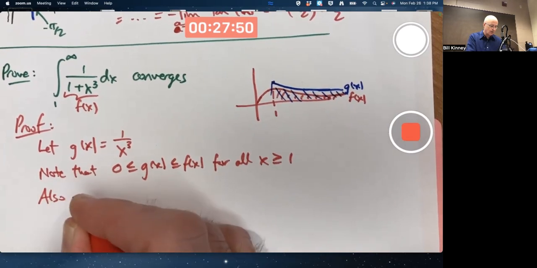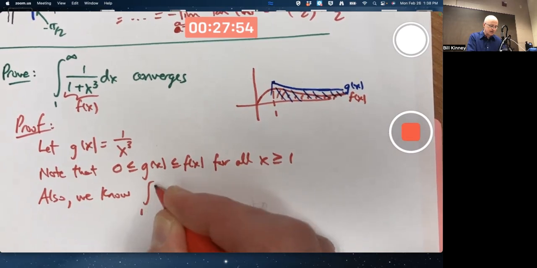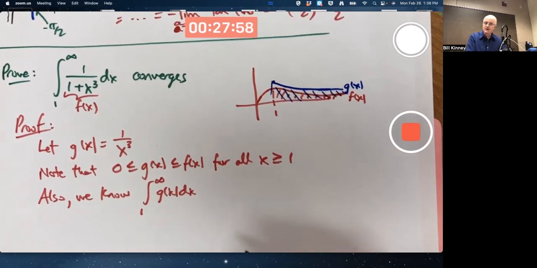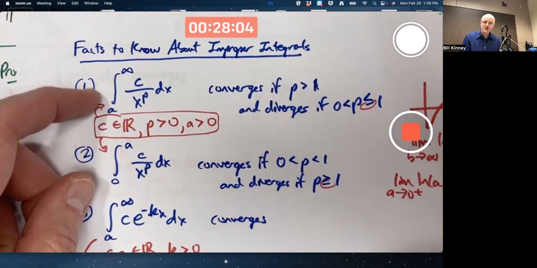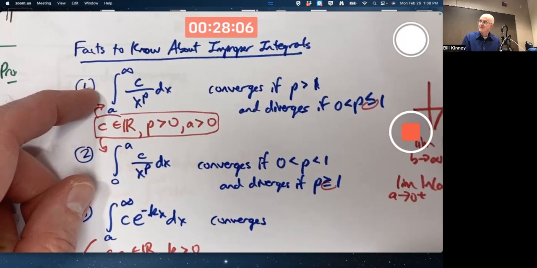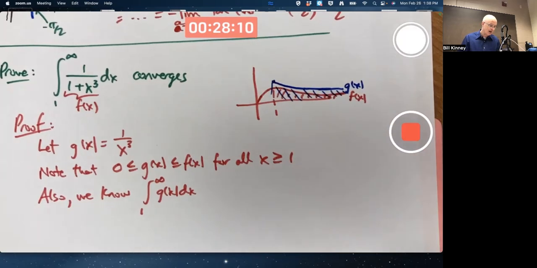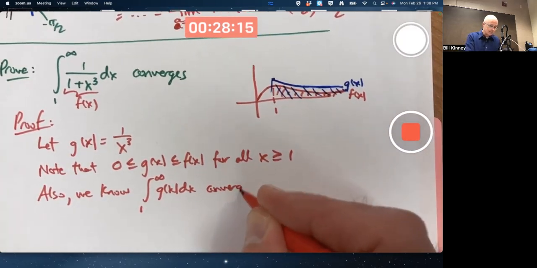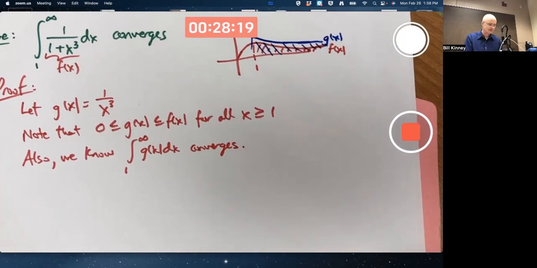Also, we know the improper integral of g of x, because g of x is 1 over x cubed, corresponds to this situation where p is bigger than 1, p is 3, c is 1, a is 1. We know this converges. We know that.